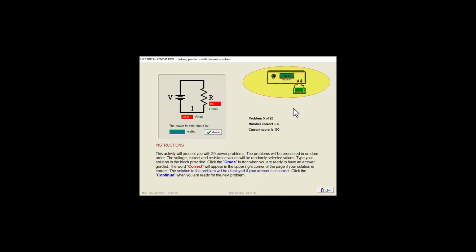And here we have I and R, so it is I squared R, so 3.900 squared times 100, 1.52, and it's times 10 to the third, so it's 1521.0.